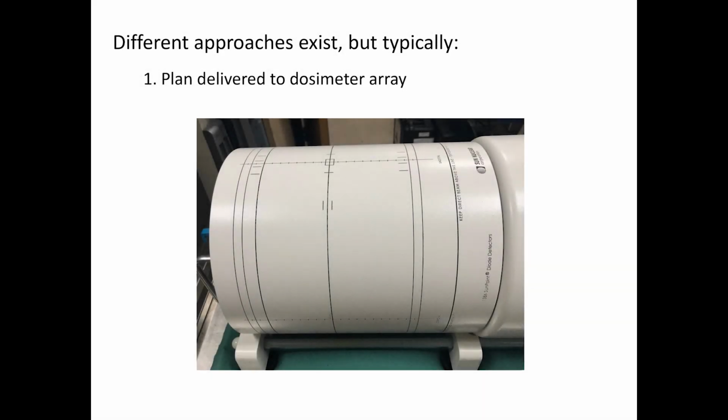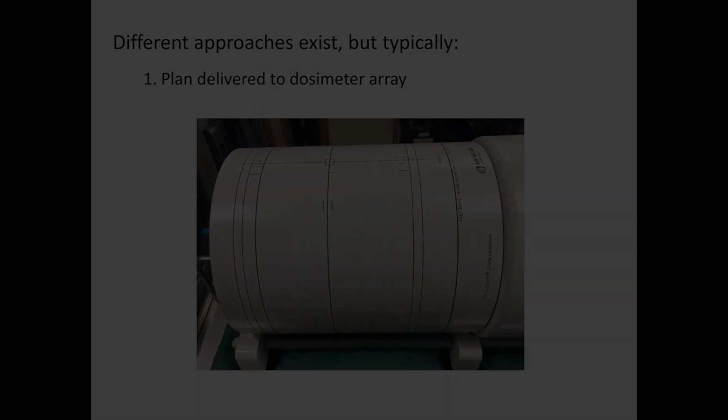Here we do it with the IROC check, which is a cylindrical array of diodes. There are other places that use different equipment. Nowadays, people tend to do it with the MV imager, with the portal dosimetry, which is really convenient because you don't have to set up an additional phantom, so it's really fast. But here we're still doing it with the IROC check.